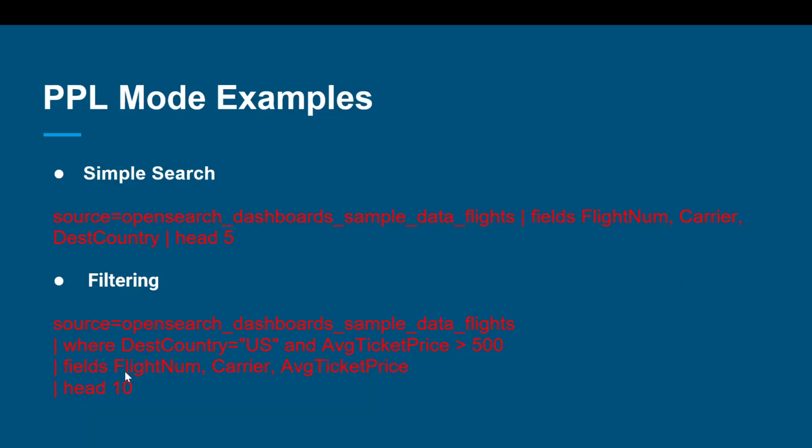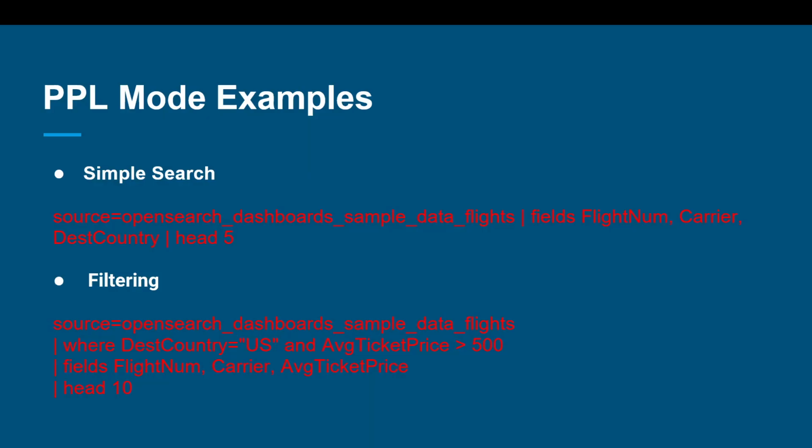We also do the filtering in the same way, like here the same source, and where the destination country should be this, and again it will return you the results where these 5 fields will be mentioned, and the head count will be this. So let me copy this one quickly, and then we will run this one in the PPL mode.